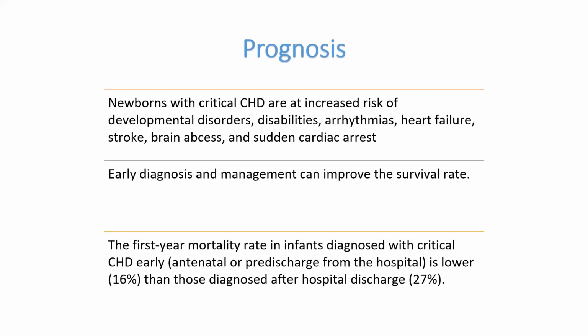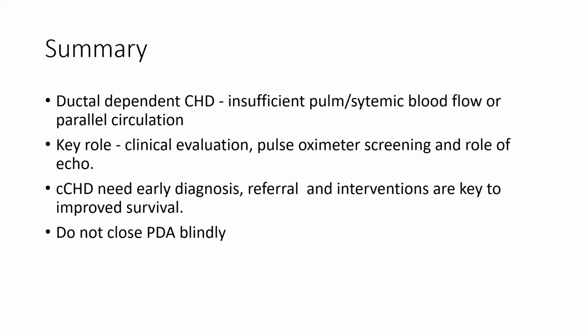One study showed that if you intervene earlier, the mortality rate within the first year is 16% compared to 27% in those who are diagnosed after they have left the hospital. So in summary, duct-dependent congenital heart diseases are congenital heart abnormalities in which the patency of the ductus arteriosus is key to ensure systemic or pulmonary circulation, or ensure there is mixture of the oxygenated and deoxygenated blood in situations of parallel circulations.